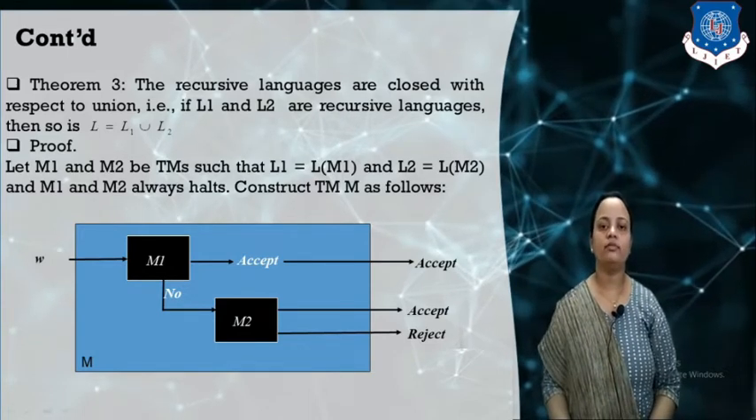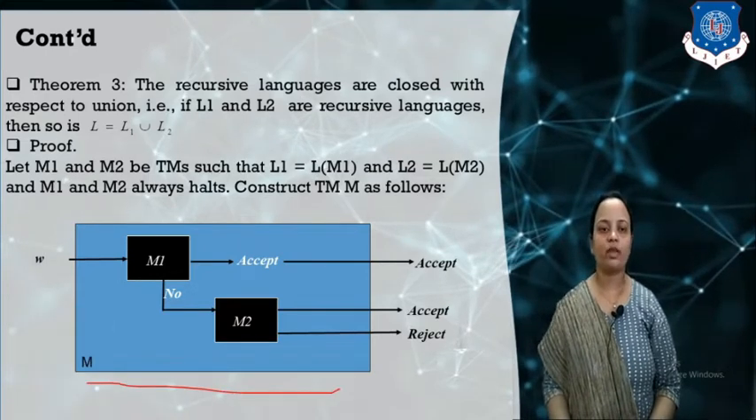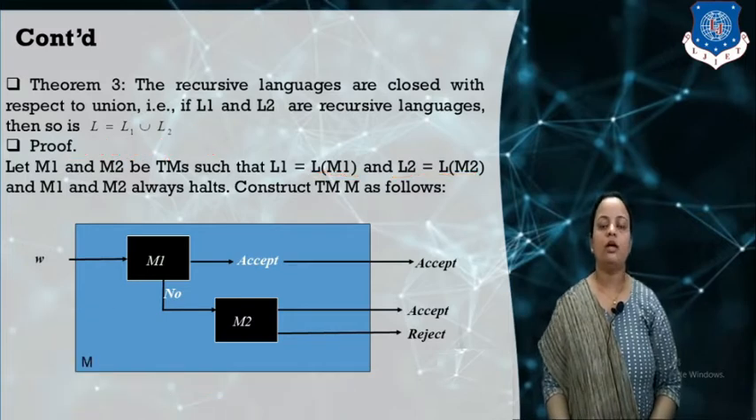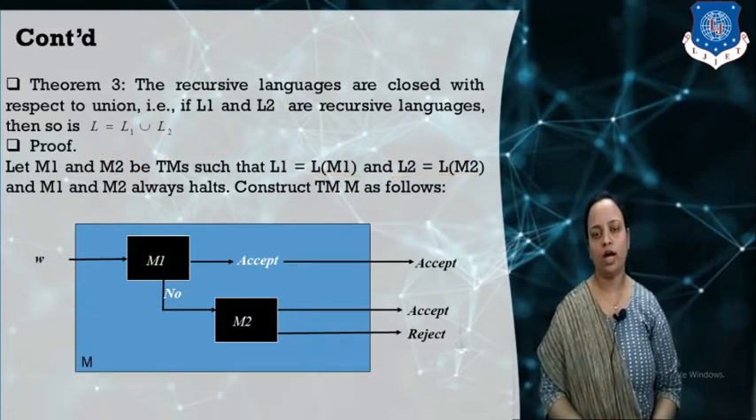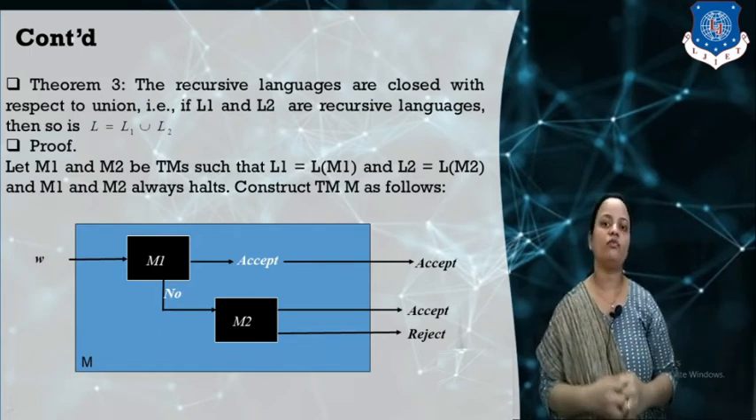So here you can see in this figure, I have taken two machines M1 and M2. M1 is a Turing machine which represents the language L1, and M2 is a Turing machine which represents the language L2. So we can denote L1 equal to L of M1, L2 equal to L of M2. Now both are recursive languages. It means that M1 will always halt, M2 will always halt.